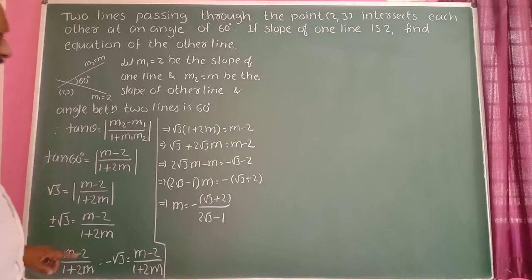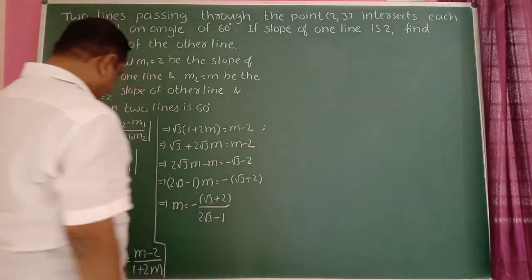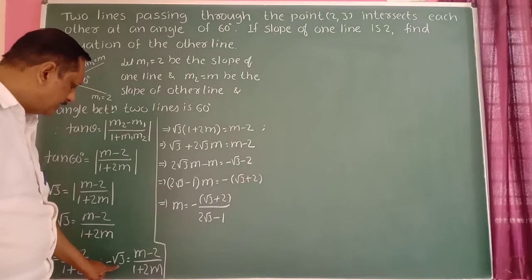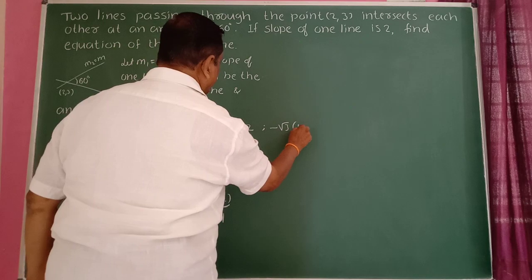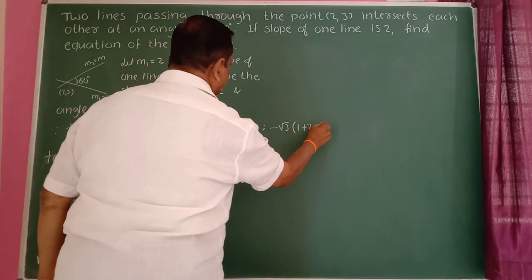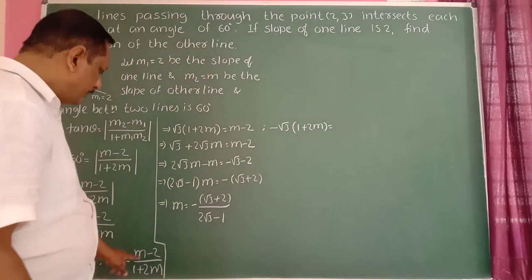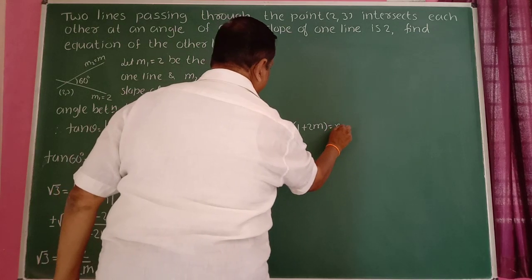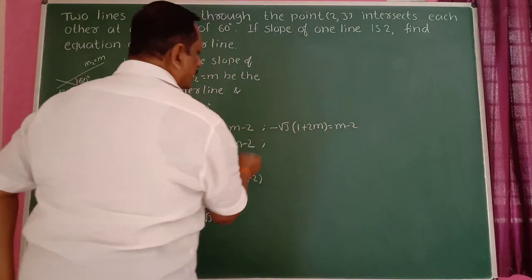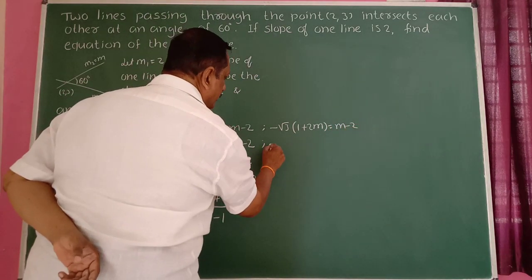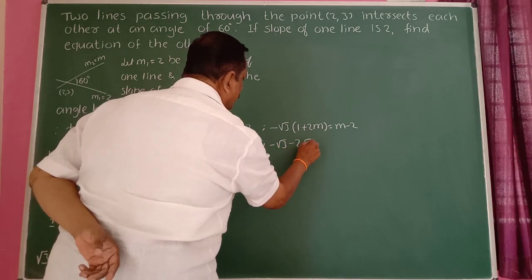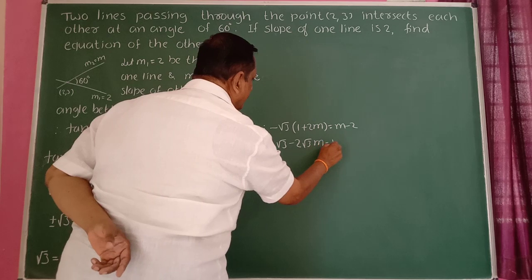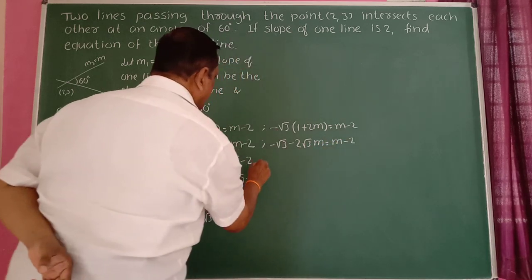Or one more result is there. Here also take this one. Minus root 3 into 1 plus 2m is equal to m minus 2. Right, m minus 2. Take root 3 inside: minus root 3 minus 2 root 3 into m is equal to m minus 2.